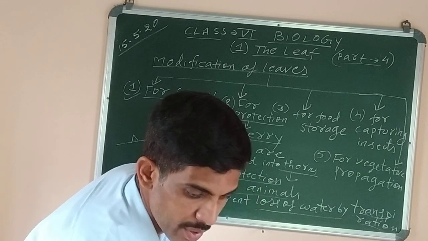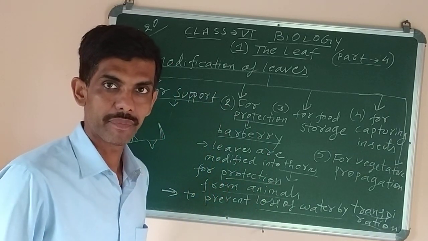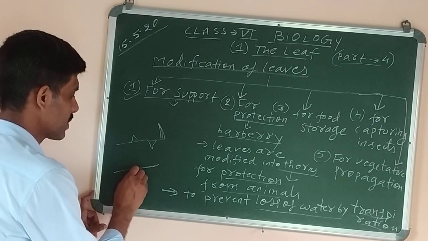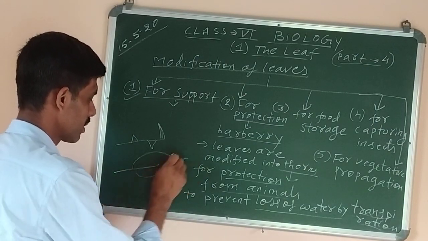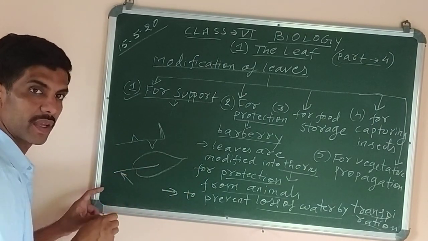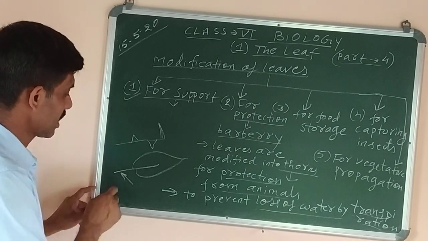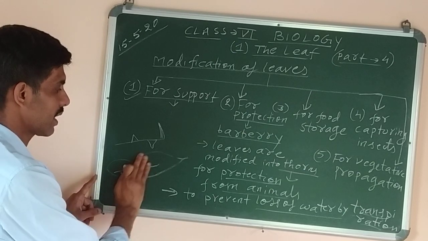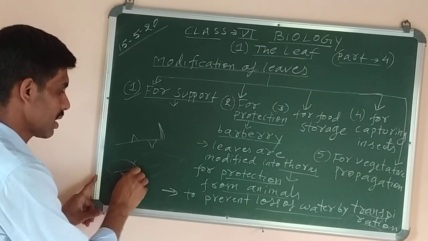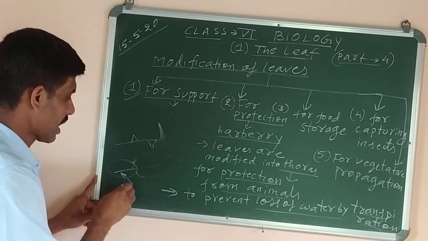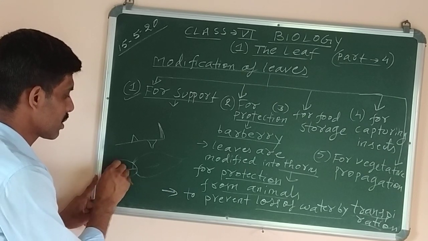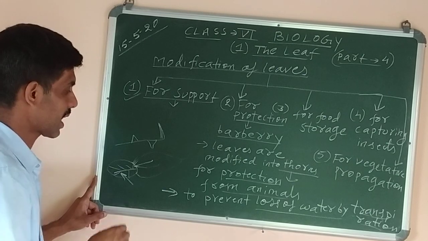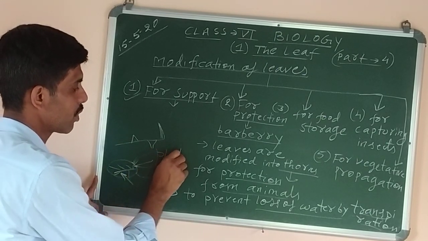Now, in plants like acacia, suppose this one is the leaf. The petiole of the leaf in plants like acacia gets modified and becomes a flat, leaf-like structure, and the lamina is reduced. This lamina will vanish, and the petiole will modify itself to carry out the process of photosynthesis in acacia, and that is called phyllodes.